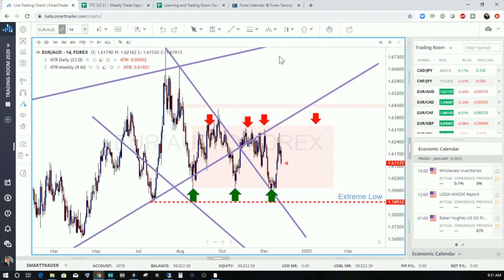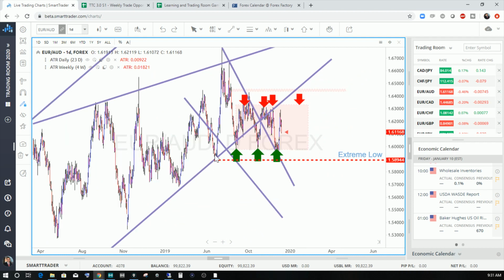And we did break out. You see right here, we broke out of that upward channel, this support channel line here, and it's now going into this consolidation. But if we break out of this bottom right here, man, I'm telling you right now, if you're a swing trader, you should be selling at the top right here, looking for the breakout of this consolidation. Because when we break out of that extreme low, this thing is going to tank like nothing's going to stop it.